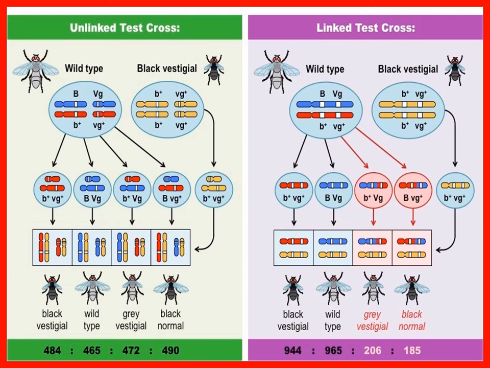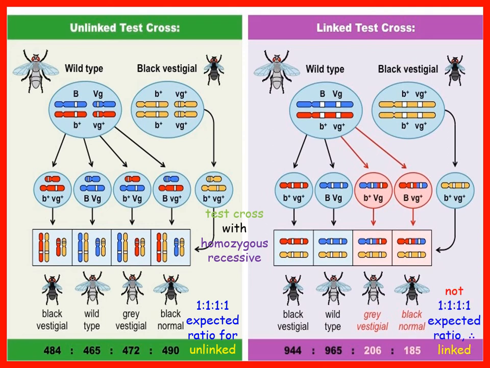And we can see that as an example here, we've got a linked test cross and an unlinked test cross. In the linked version, we've got two genes, the wild type and the black vestigial. They're very close together on the same chromosome, whereas in the unlinked test cross, we've got a wild type and black vestigial that are on two different chromosomes. If we test cross the unlinked genes with a homozygous recessive, that's what we do for test crosses, we can see that you could have four different combinations of phenotypes in the offspring, and they'll follow the 1-1-1-1 ratio, whereas in the linked, where you've got two genes very close to each other on the same chromosome, you would not follow the 1-1-1-1 expected ratio. That's how you know that they are linked.